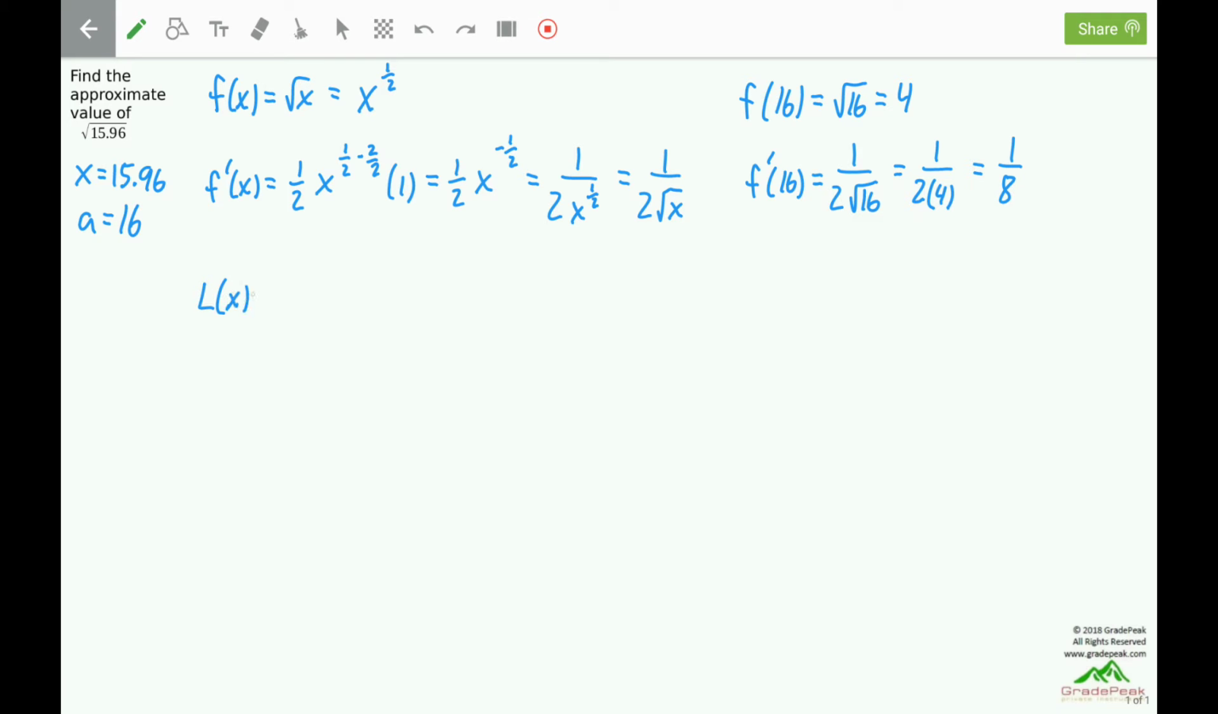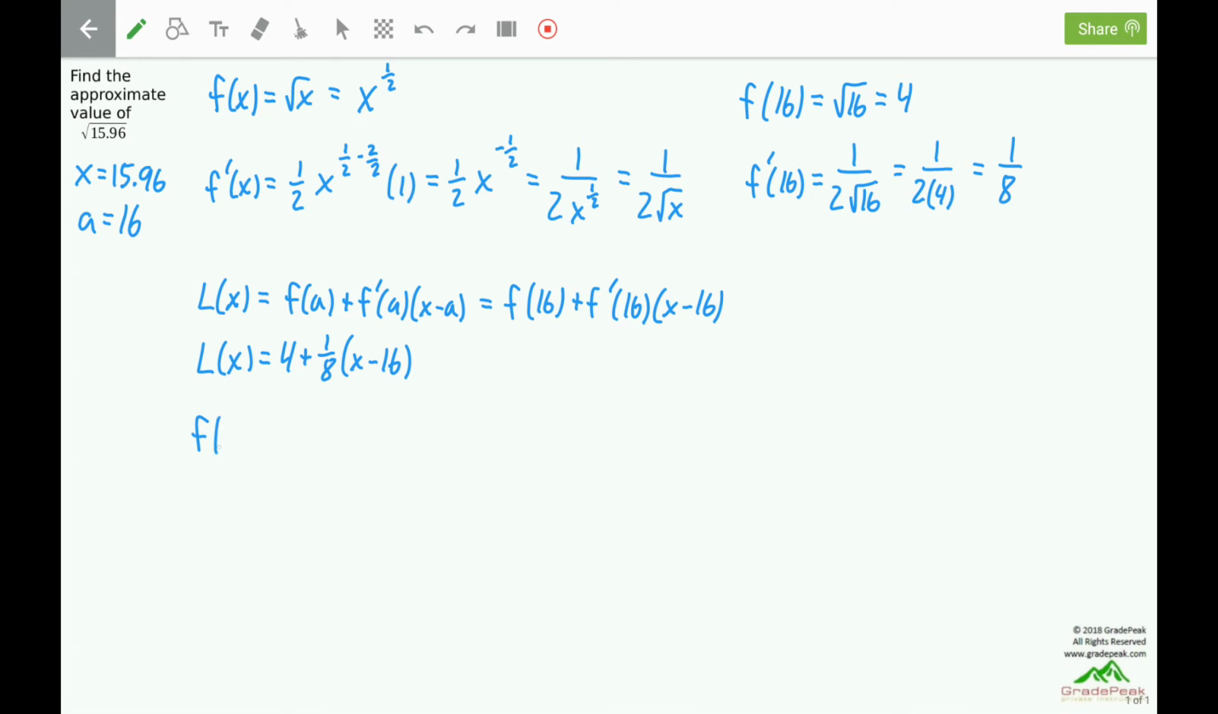The linear approximation formula is f of a plus f prime of a times x minus a. In this problem, the a value is 16, so this will be f of 16 plus f prime of 16 times x minus 16. We have values for f of 16 and f prime of 16. They can be put into place. So L of x will be 4 plus 1/8 of x minus 16.